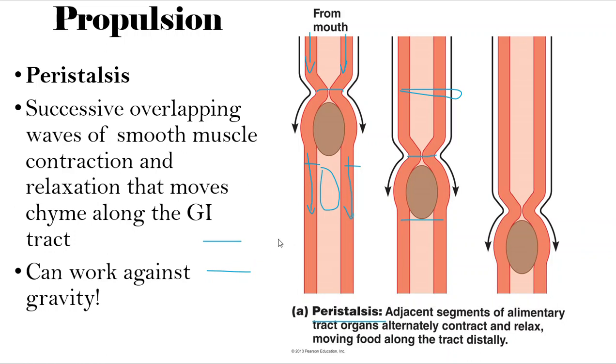The circular is going to contract behind and that's going to propel. Now the circular layer is going to be relaxed in front, but the longitudinal is going to be contracted.